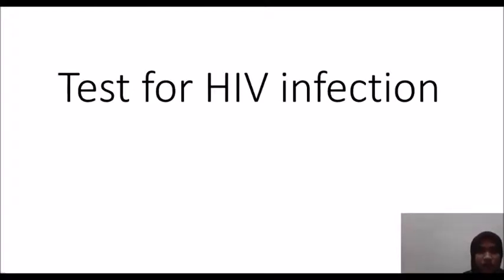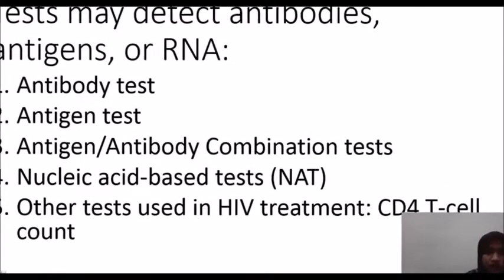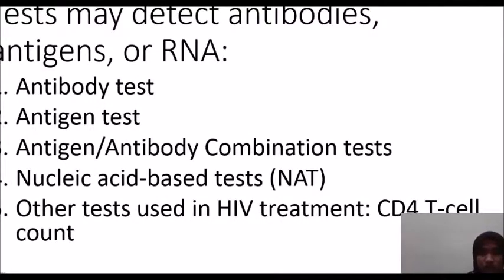I want to talk about the test for HIV infection. HIV tests detect the presence of the human immunodeficiency virus (HIV), the virus that causes acquired immunodeficiency syndrome (AIDS), in serum or our blood, saliva, and urine. So, the test may detect the antibodies and antigen or RNA.